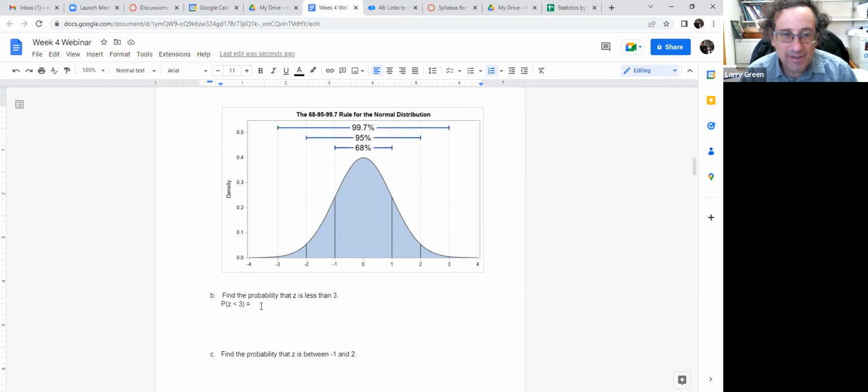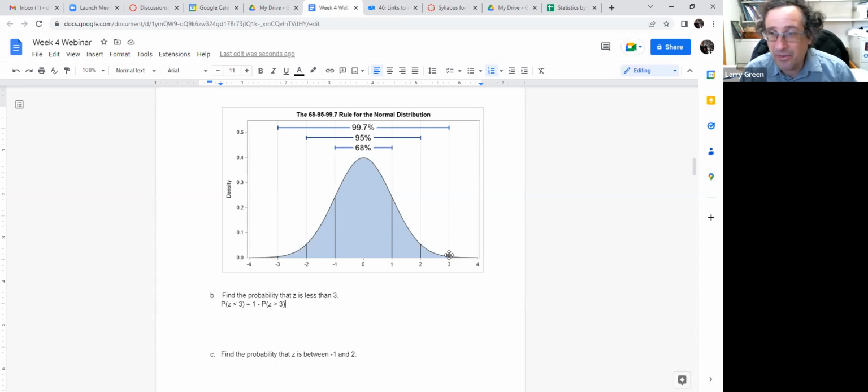So what we can say now is this equals 1 minus the probability that Z is greater than 3. Any questions on that? Okay. So now we got to find out what's the probability that Z is greater than 3, and that's still a problem because we only know between -3 and 3. So what we're going to do is we're going to use symmetry.